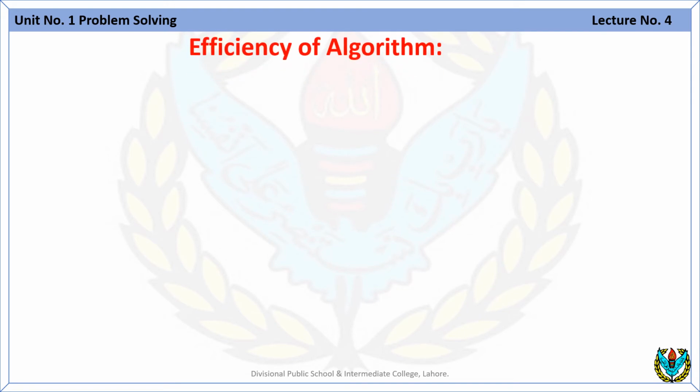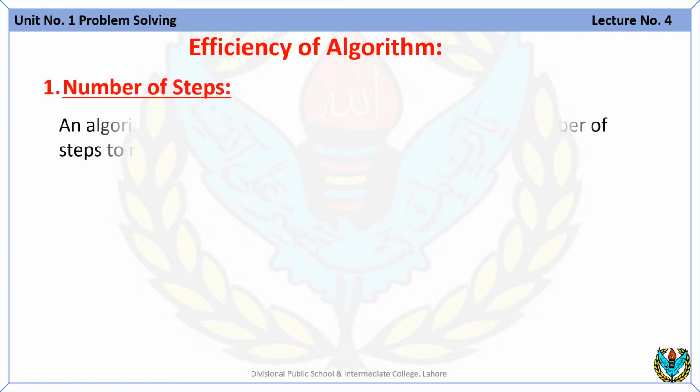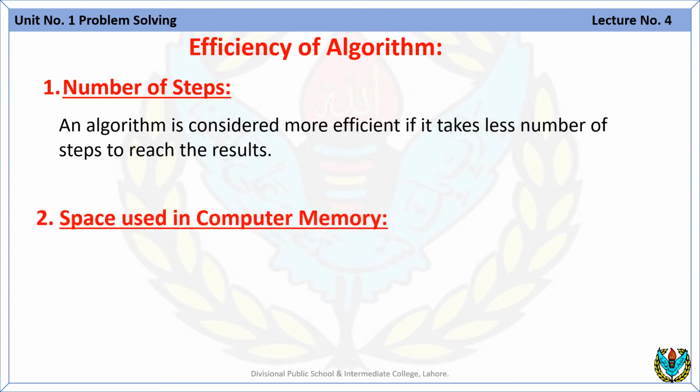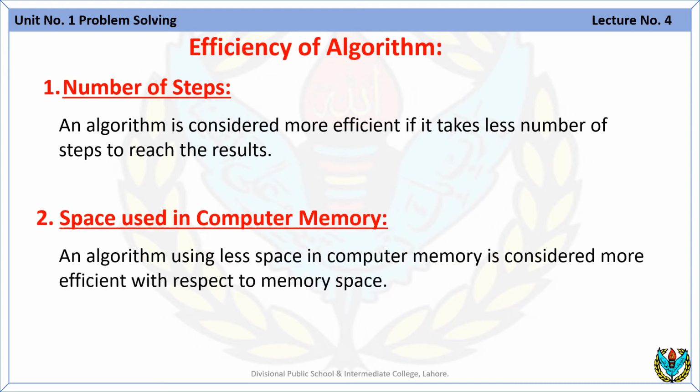Efficiency of an algorithm is measured on the basis of two methods. Number 1, number of steps. An algorithm is considered more efficient if it takes less number of steps to reach the result. Number 2, space used in computer memory. An algorithm using less space in computer memory is considered more efficient with respect to memory space.